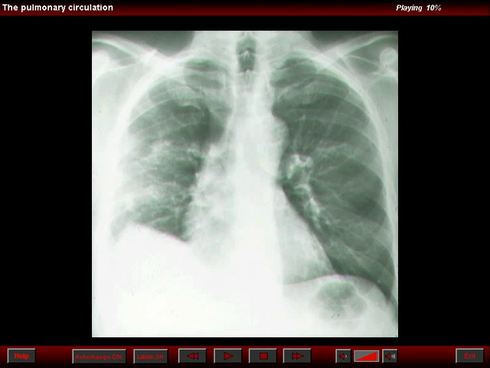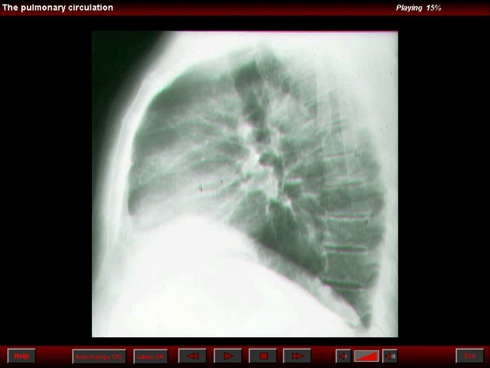The frontal chest roentgenogram showed a small right lung which appeared hypovascular, and the right hilar shadow is also relatively small. The lateral view of the chest shows a small right pulmonary artery.